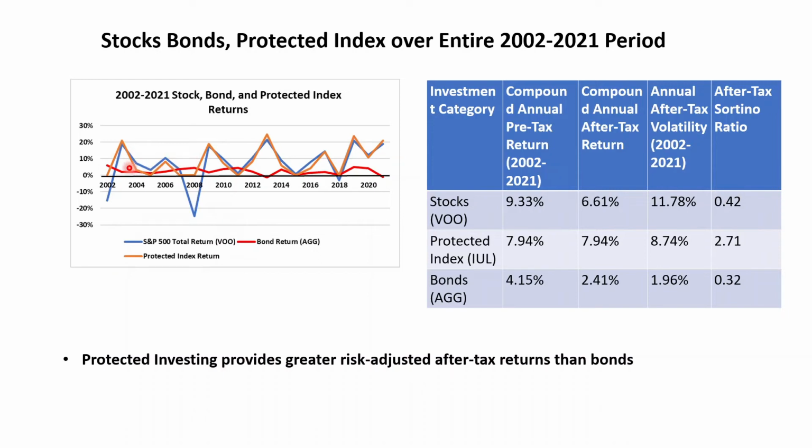So we can quickly see that it's a high correlation, obviously, to the S&P or the equity markets, but it has advantages in that it's protecting you from the loss, right? Like in 2008, you're not experiencing the loss here. And in certain years, you're actually doing better.